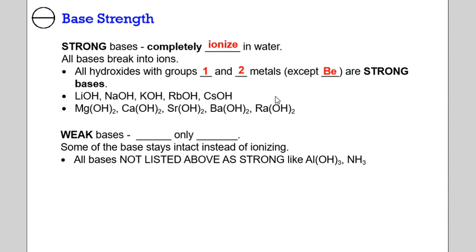So for the purposes of this unit, you don't need to worry about the degree to which they're soluble as much as knowing which ones are considered strong. Weak bases ionize only slightly. Anything else that's not listed there, like ammonia, for example, is a weak base. Aluminum hydroxide, weak base. Copper(II) hydroxide would be a weak base. Anything that doesn't contain a cation from group 1 or group 2 would be considered weak, exception beryllium.